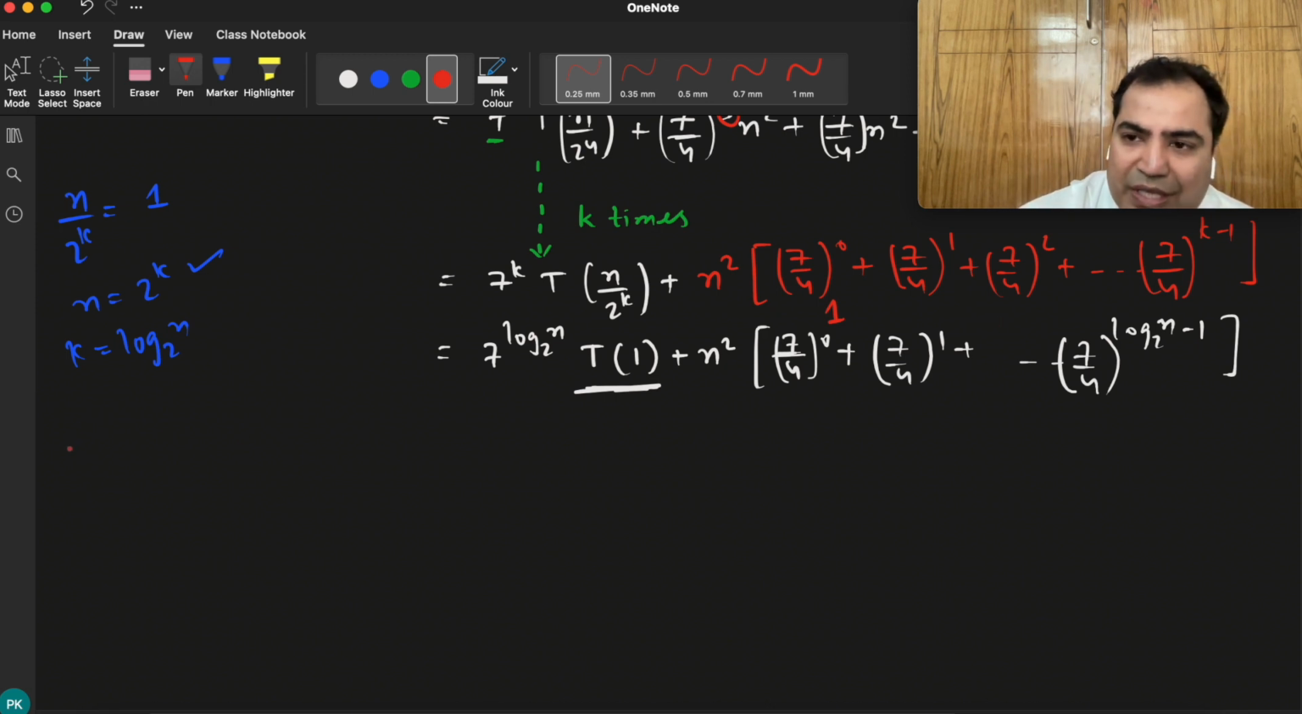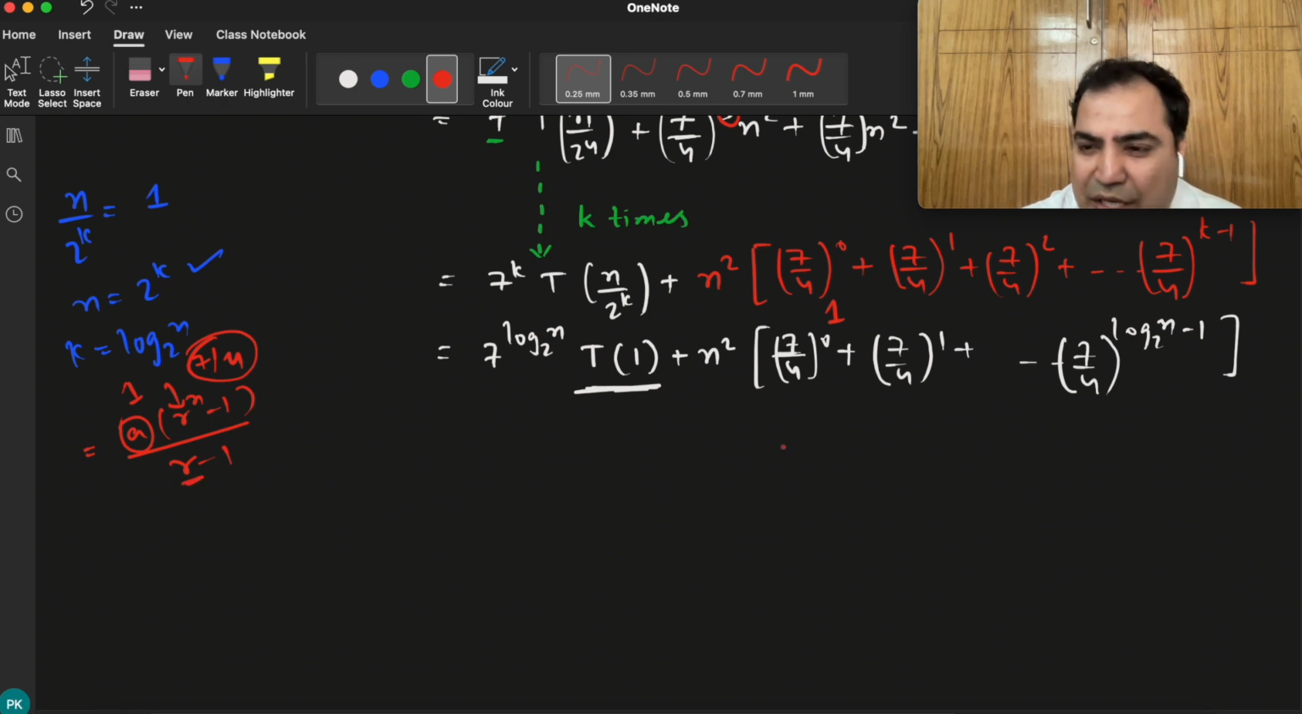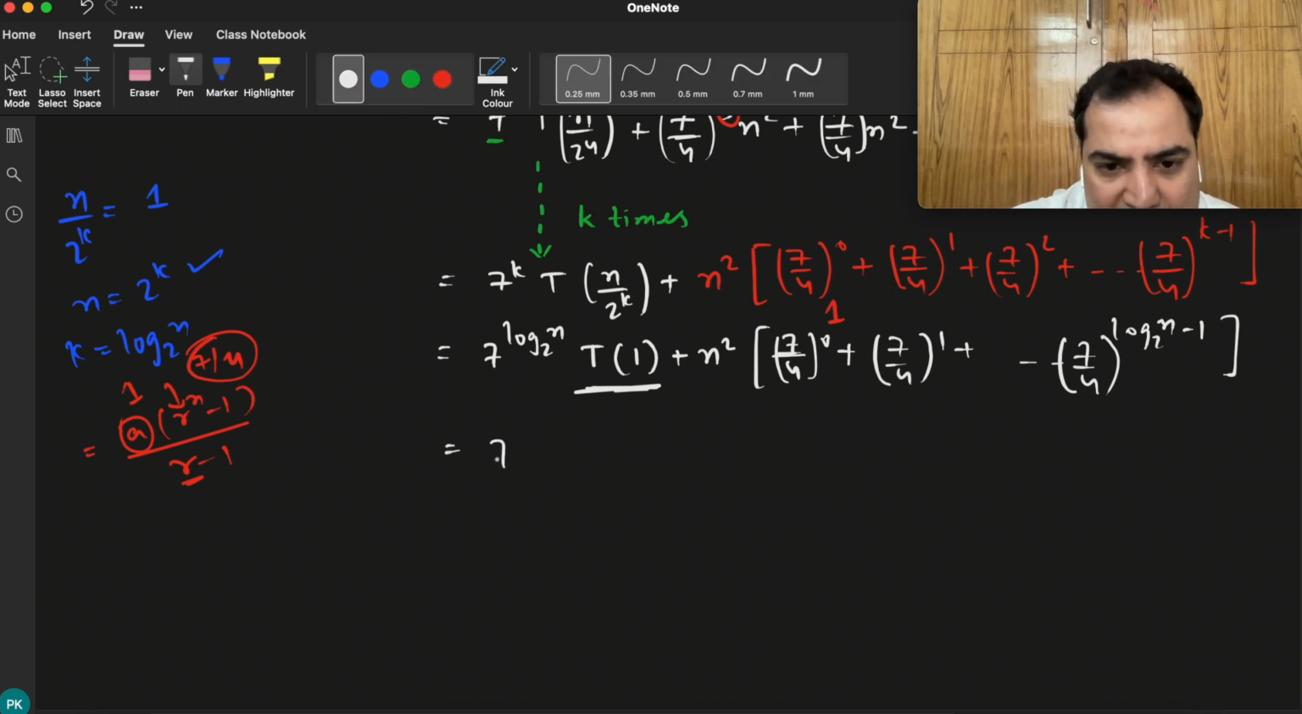So the sum of a GP is A into R raised to power n minus 1 upon R minus 1, where R is the common ratio. So here R is 7 by 4, right? And A is the first term, A is 1 here. So the left hand side will turn out to be, I can write it completely here, 7 log to the base 2 n, and T(n) is 1, so I can replace it with 1 now. And this is n square, and this is an infinite GP.